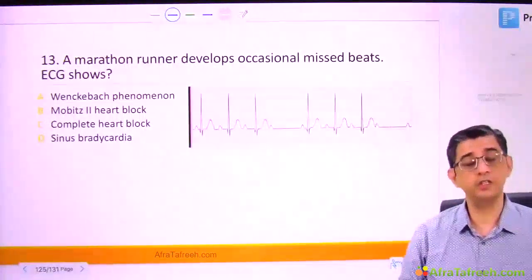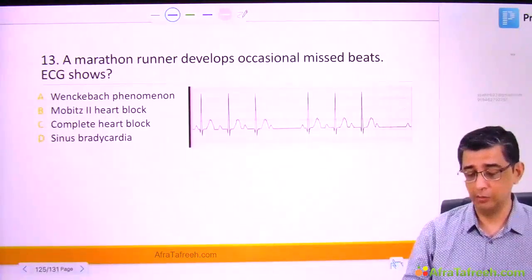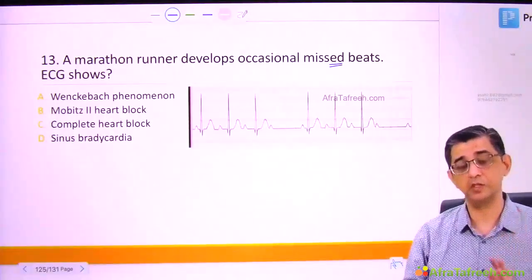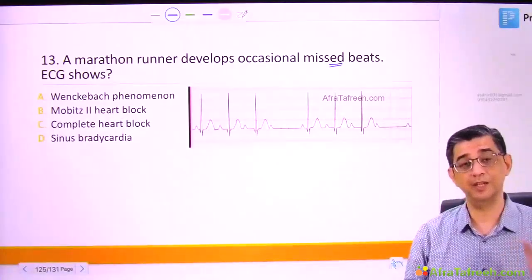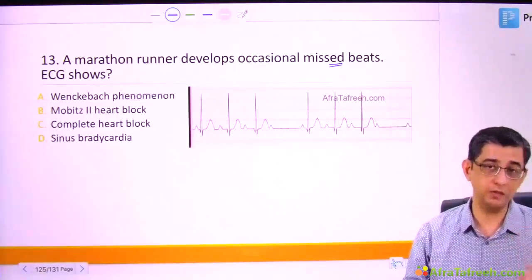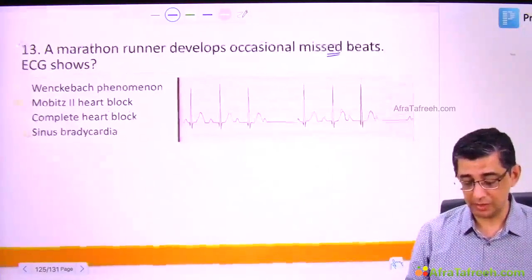The next question talks about a marathon runner who is developing occasional missed beats. Now the moment you read about missed beats, your first thought should be that this would be either Mobitz 1 or Mobitz 2 heart block, because that is where there is a problem either in the AV node or in the bundle of His, and that is where the missed beats will come. So let us just analyze the ECG.